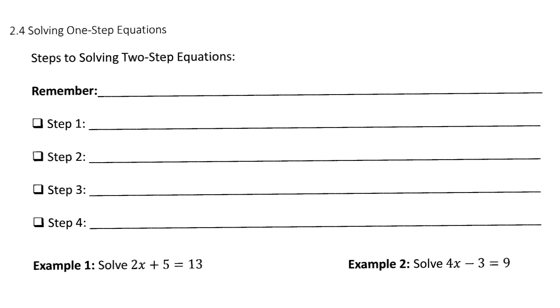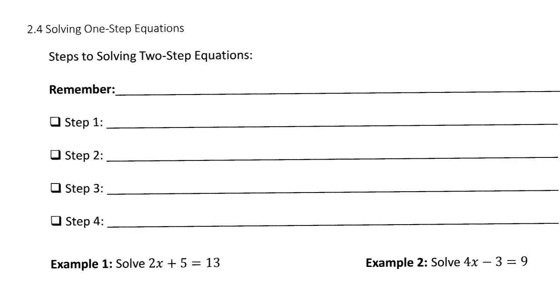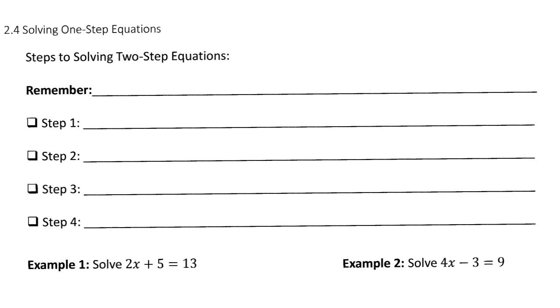Okay, so now we're on to solving two-step equations. So a little bit more difficult than solving one step, okay? So now we have the building blocks. We know how to dribble, but now we need to learn how to walk while dribbling, okay? So now we need to know how to walk and dribble at the same time.